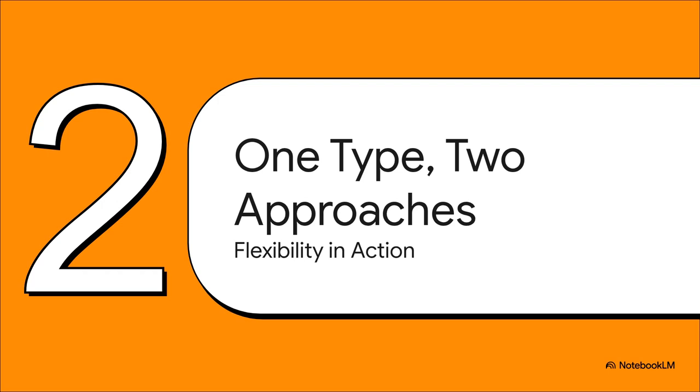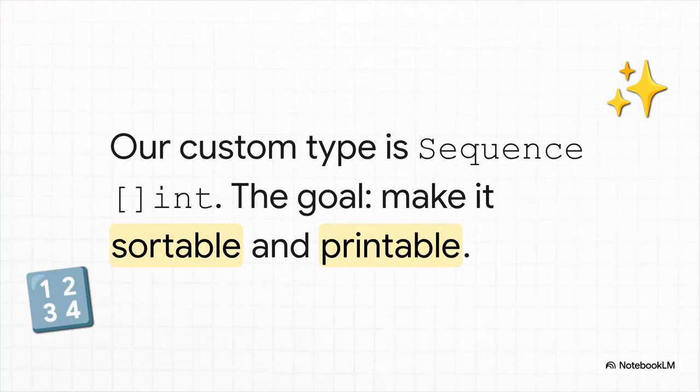Okay, so how does this whole philosophy of doing versus being actually play out in real code? Let's get practical. We're going to create a simple data type and check out two completely different ways to give it the behaviors we want. All right, here we go. Here's our custom type, Sequence. Super simple, it's just a slice of integers. Now our goal is to give this thing two new superpowers. We want to be able to sort it, and we want to be able to print it out in a nice, clean way as a string.